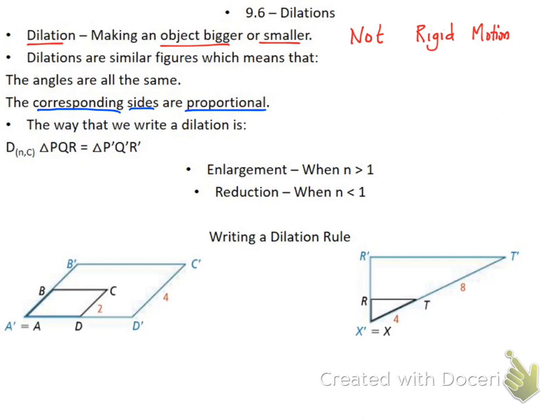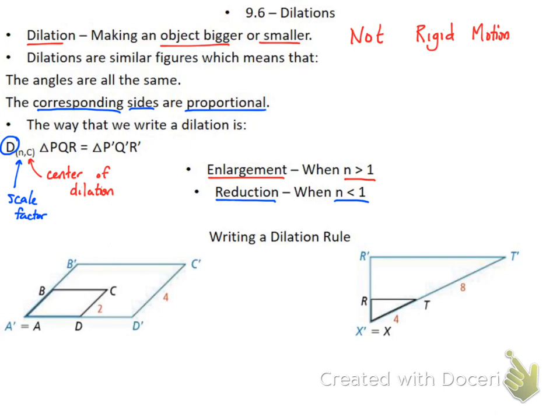To write the rule for my dilation factor, my dilation rule will be D for my dilation. The first thing is going to be my scale factor. And then the second thing is going to be the center of my dilation. And so with my scale factor, when my scale factor is bigger than 1, that's going to be an enlargement. When my scale factor is smaller than 1, that'll be a reduction, or I'll be shrinking my object.